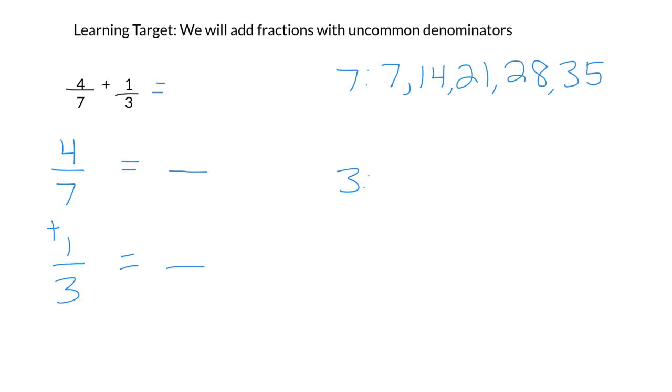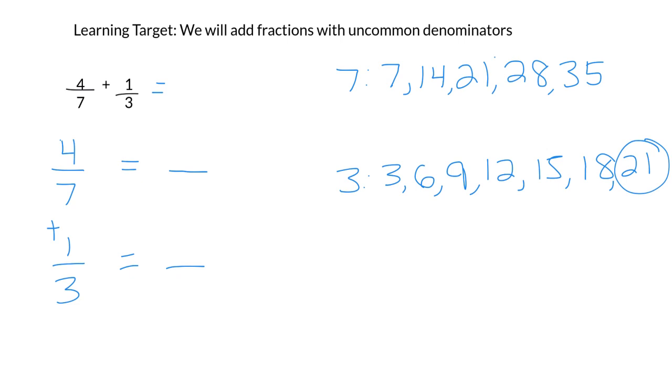So I'm going to start with my 3's now. 3 times 1 is 3. Remember, you're just skip counting by 3's. So 3, 6, 9, 12, 15, 18, 21. So far, do we have any of those that are in common? Ooh, I see one. Right here. Okay, so our least common multiple, the smallest multiple that they both share, is 21.